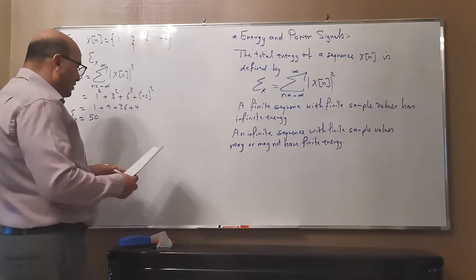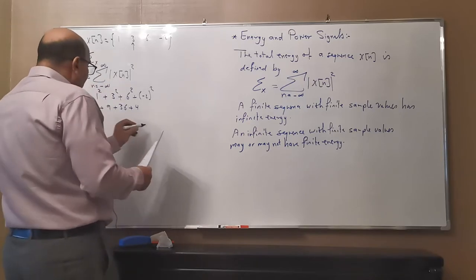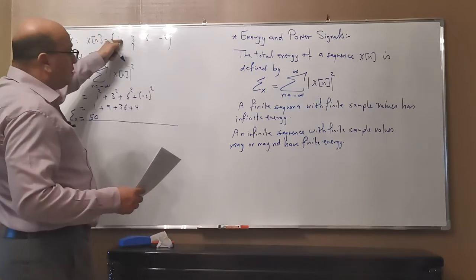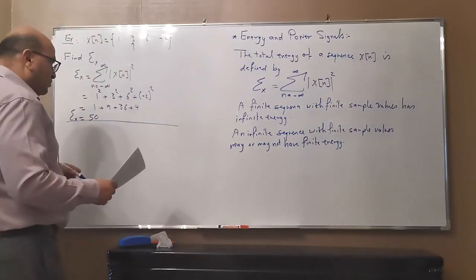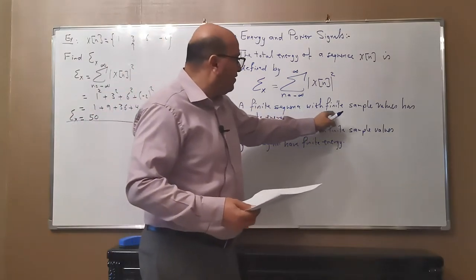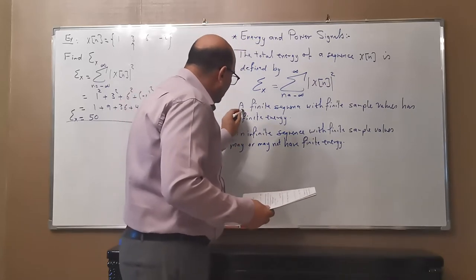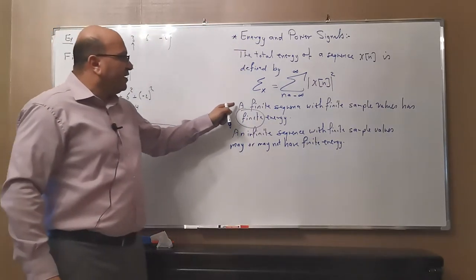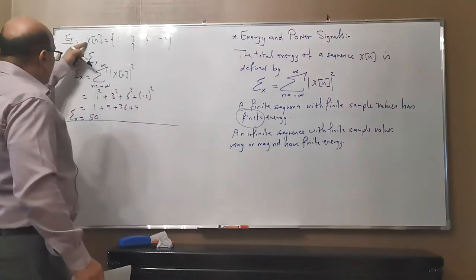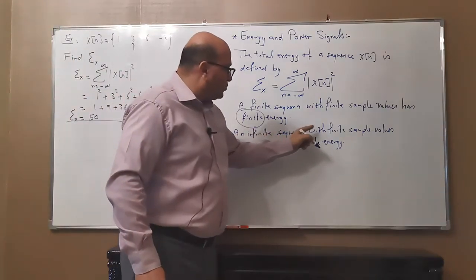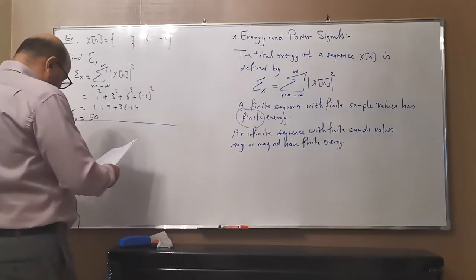It could be millijoules or whatever. It depends on the values of x of n. Okay, so a finite sequence with finite sample values has finite energy. Please fix this up. A finite sequence with finite sample values has finite energy, and we found this out. An infinite sequence with finite sample values may or may not have finite energy. Okay.